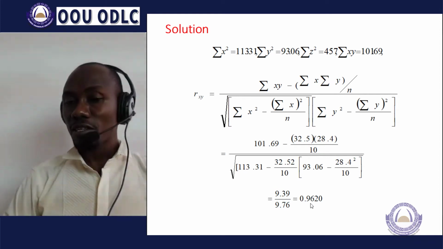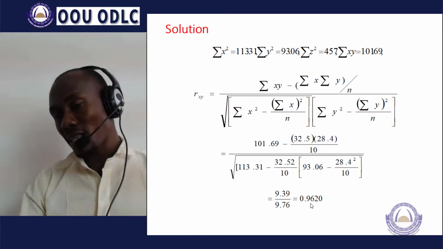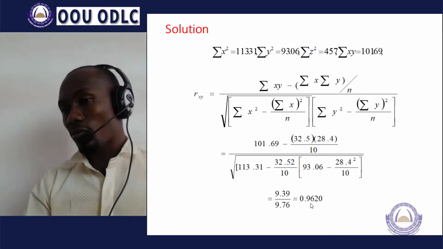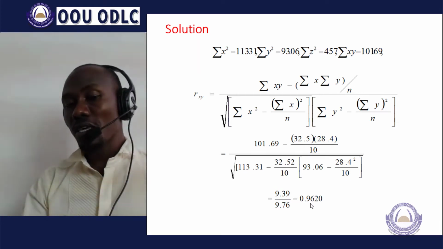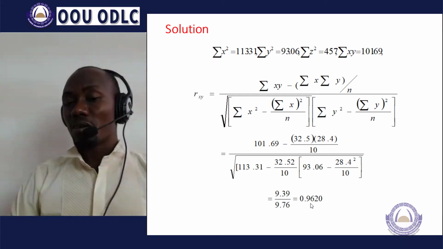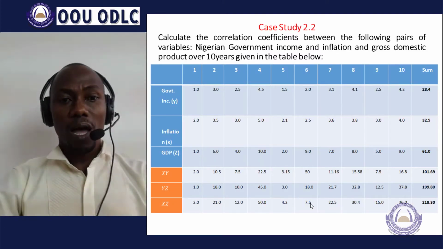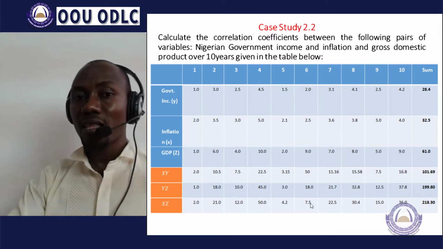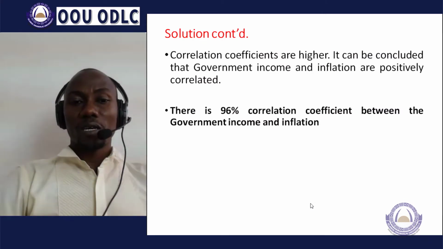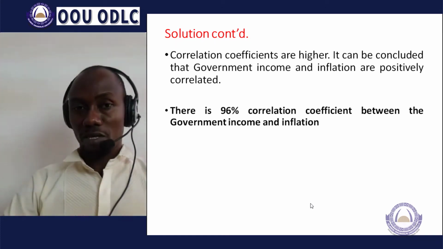96%. The interpretation attached to this is that you will observe that the value of 0.9620 is positive and it is high. High in the sense that it is close to plus 1. So here we conclude that there is a positively high correlation coefficient of 96% between the government income and inflation for the 10 years under consideration.